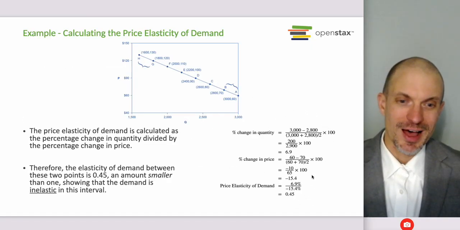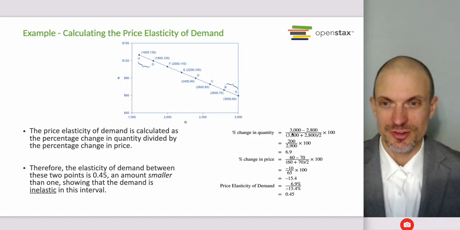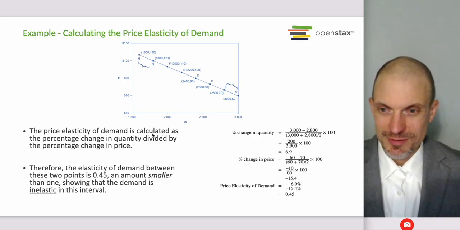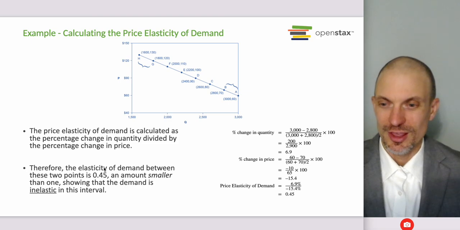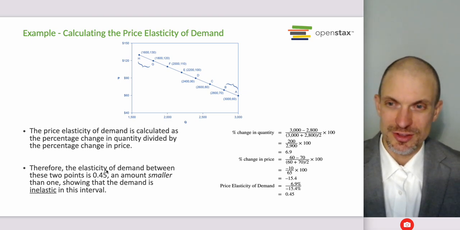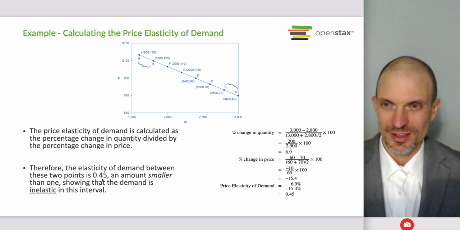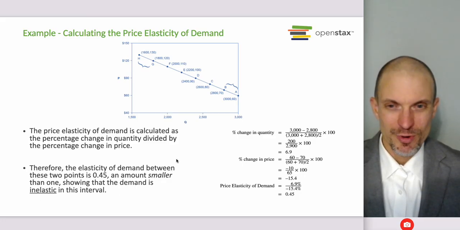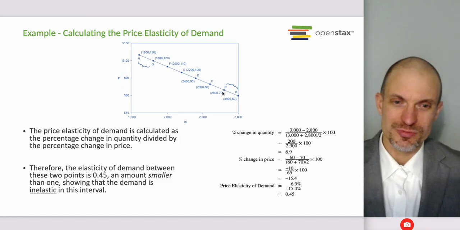Okay, this is applying the midpoint formula, right? So this is saying price elasticity of demand is calculated as the percentage change in quantity divided by percentage change in price. So the elasticity of demand between these points is 0.45, an amount smaller than 1, showing demand is inelastic. Which 2 points are we using? I guess we're using these points right here for between A and B.